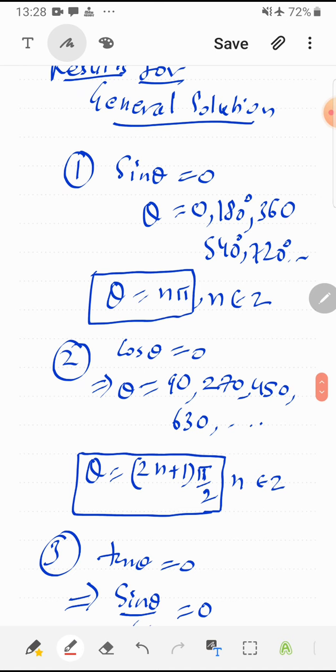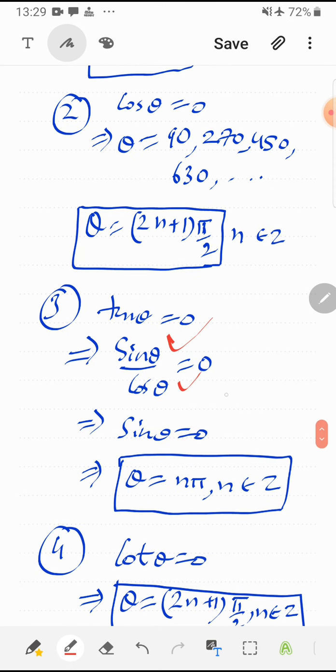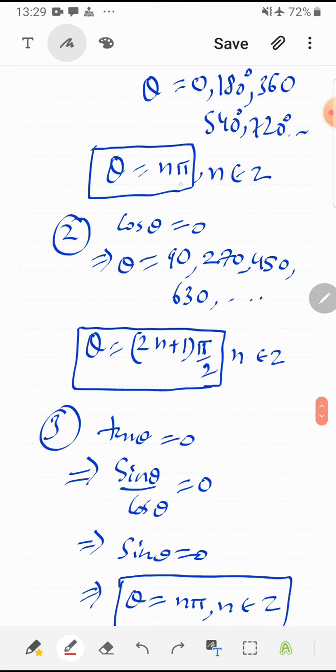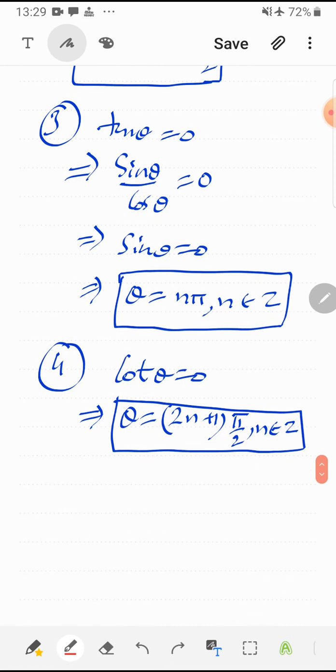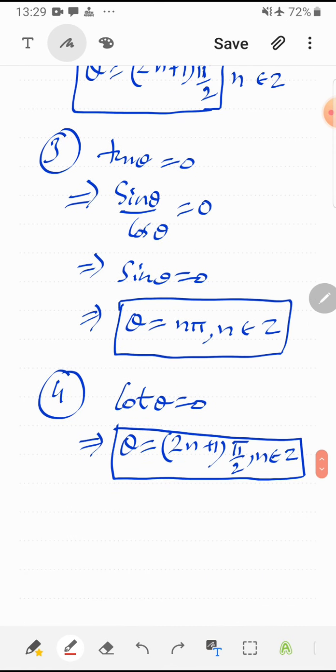Similarly, cos theta is 0, so theta may be 90, 270, 450, 630 and so on. So it is an odd multiple of 90 degrees, where n belongs to Z. Now tan theta means sin by cos, and a fraction is 0 when its numerator is 0. So it has the same result as sin. Similarly, cot theta is 0, that means cos upon sin is 0, so it has the same formula as cos theta is equal to 0, that means theta is equal to (2n plus 1) pi by 2 where n belongs to Z.